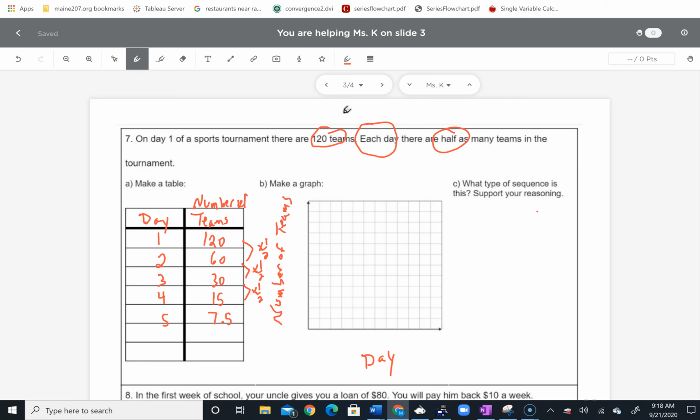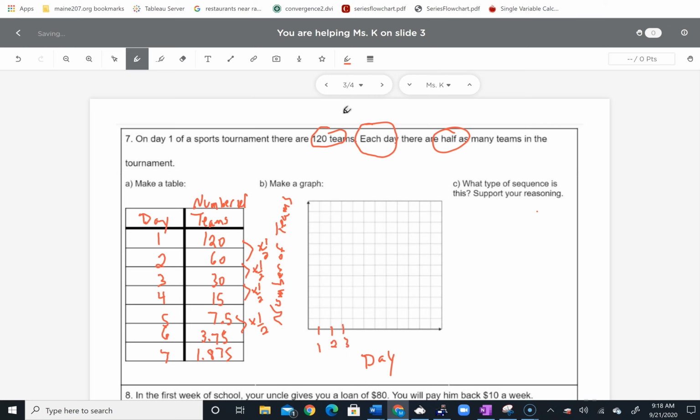And you clearly can't have 7.5 teams. This is really just giving us a model as to what we would expect. Obviously, you need a whole number of teams in real life. But if you divide 7.5 by 2, you'd be at 3.75. And then finally, if you were to divide this one by 2, you'd have 1.875.